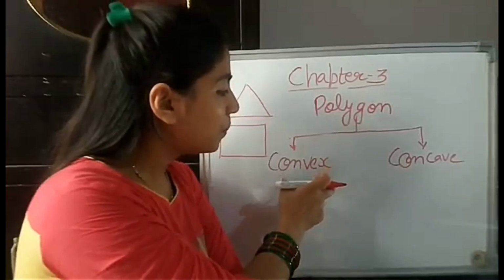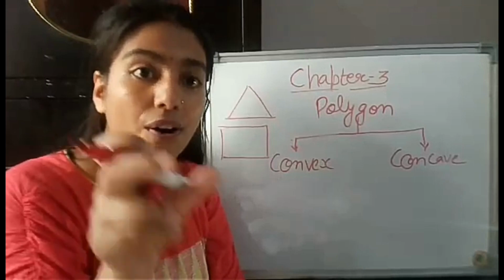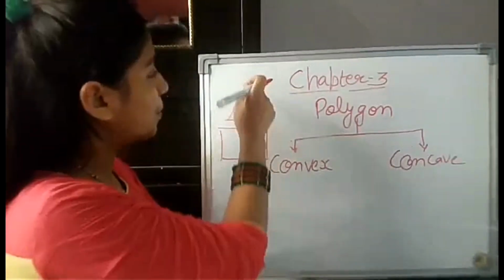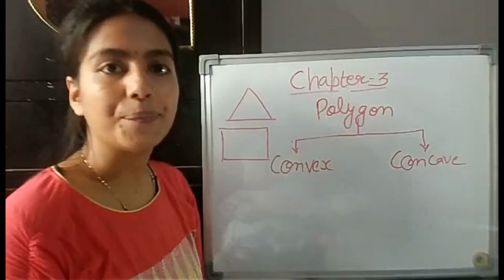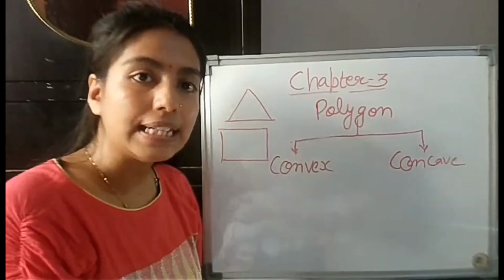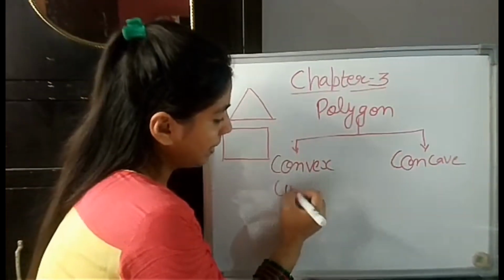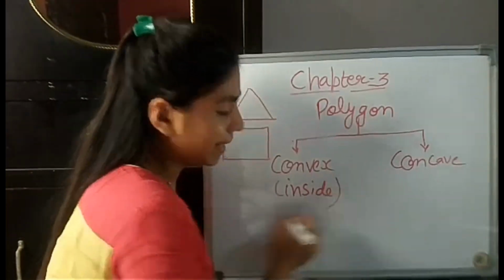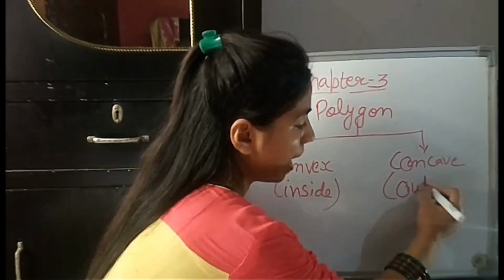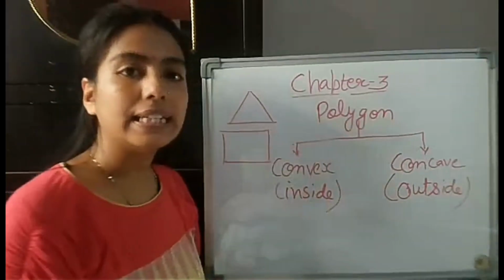Students, what is convex polygon? Convex polygon, when we draw the diagonal of the polygon. Diagonal, you know, students? Yes, diagonal, when we join opposite vertices with each other, that is called a diagonal. So when we make the diagonal inside the polygon, that is called convex polygon. It means the diagonal should be inside, and the opposite, when the diagonal we have drawn is outside the figure, that polygon is called concave polygon.